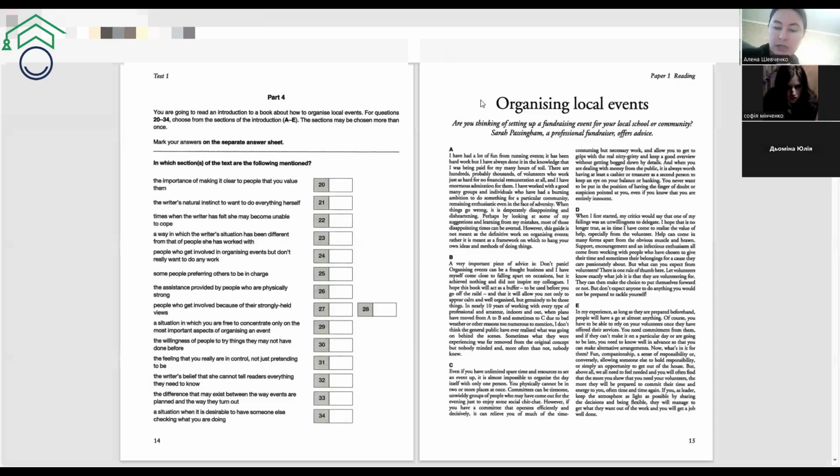And also one more part of information is under number 33. The difference that may exist between the way events are planned and the way they turn out. So the information is about changing plans, in the paragraph I read before. Maybe. Yeah, you're absolutely right. When plans have moved from A to B, sometimes to C, right? So this is about changing plans. And when something goes not the way it was planned, the way it was supposed to be. Yeah, you're absolutely right. Good.